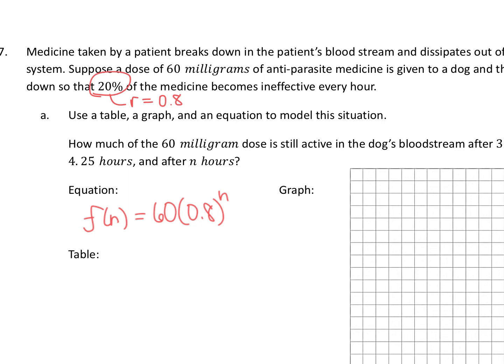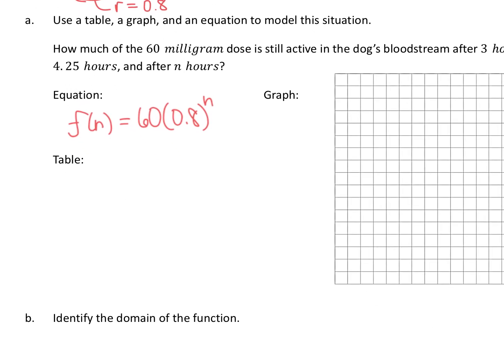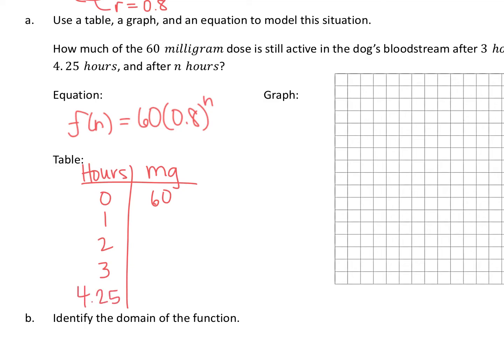Okay, so I'm actually going to do the table first because maybe some of these other values will show up in our table. This is hours, this is milligrams. So at 0 hours, we've got 60 milligrams, then 1, 2, 3, and let's put 4.25 here. I'll grab my calculator, and all I do is take the equation, 60 times 0.8, and replace n with the hour. So I write 60 times 0.8 to the first power, for 1 hour, and I've got 48 milligrams.